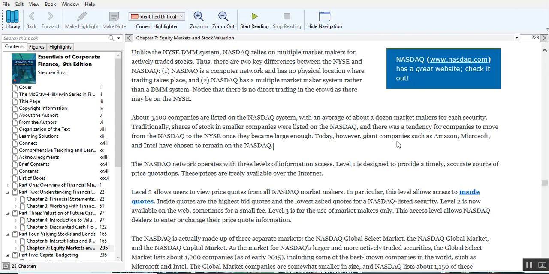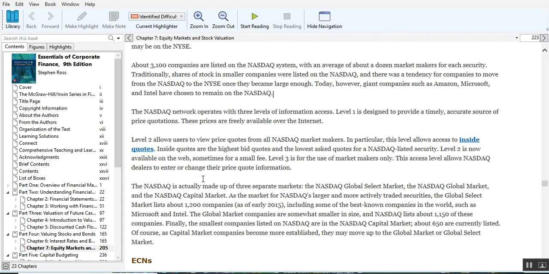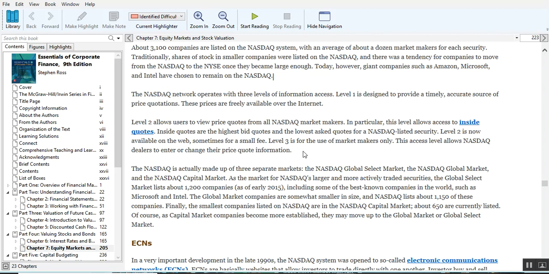Basically, it operates on three levels. One is designed to provide timely, accurate source of price quotes, and those are available on the internet. You can get those anywhere. Level 2 allows users to view price quotes from all NASDAQ market makers. This allows access to inside quotes. So inside quotes are the highest bid quotes and the lowest ask quotes for NASDAQ listed security. Level 2 is available on the web, sometimes for a small fee.